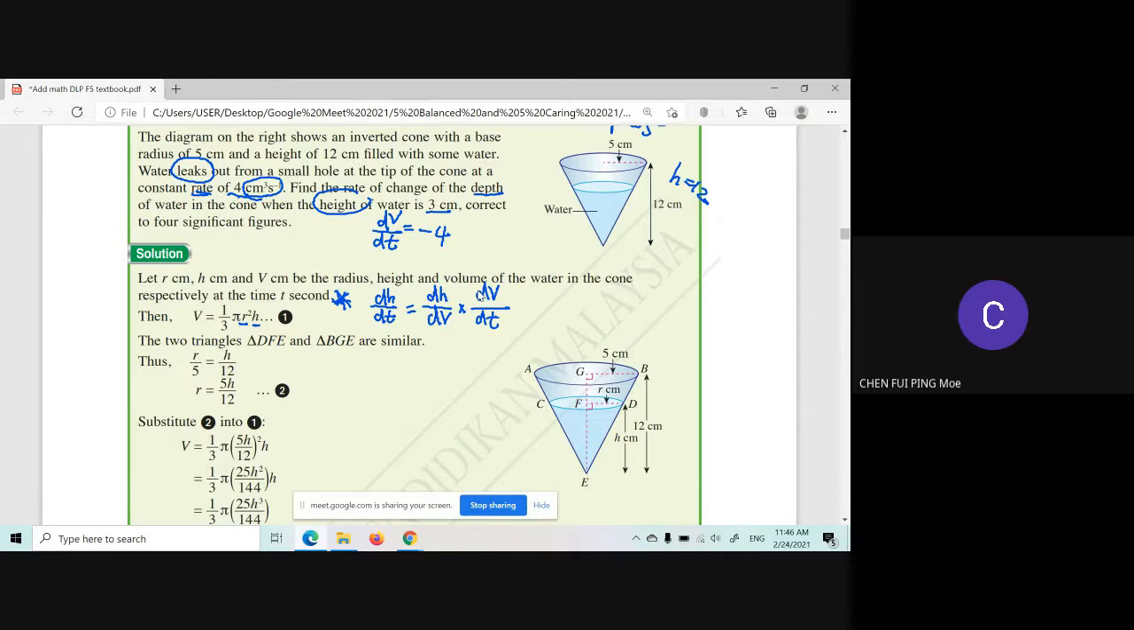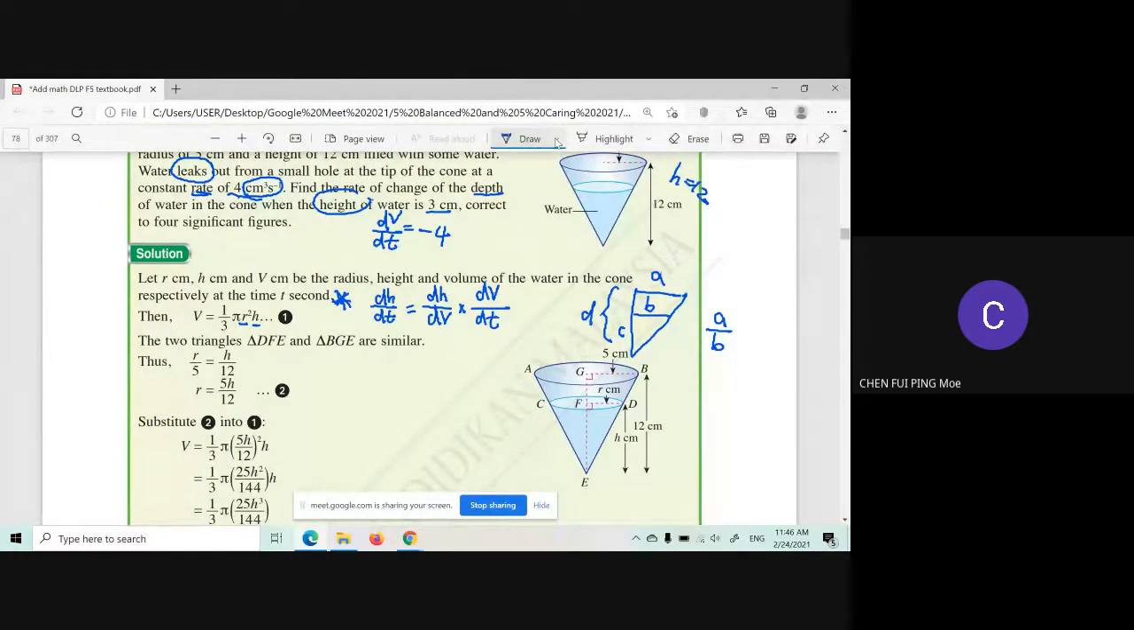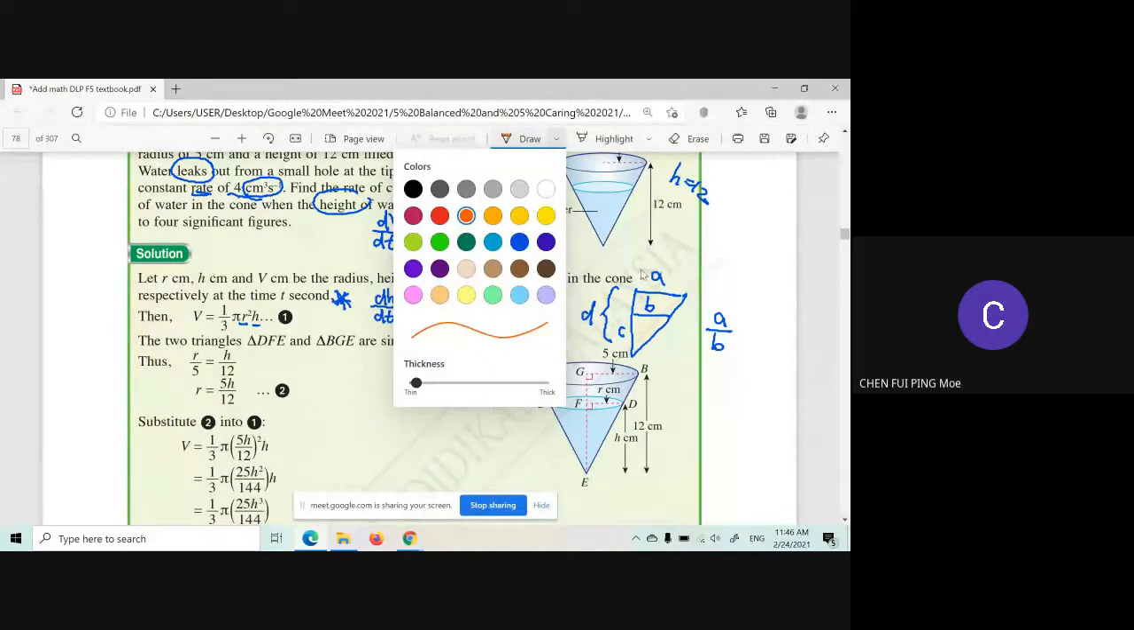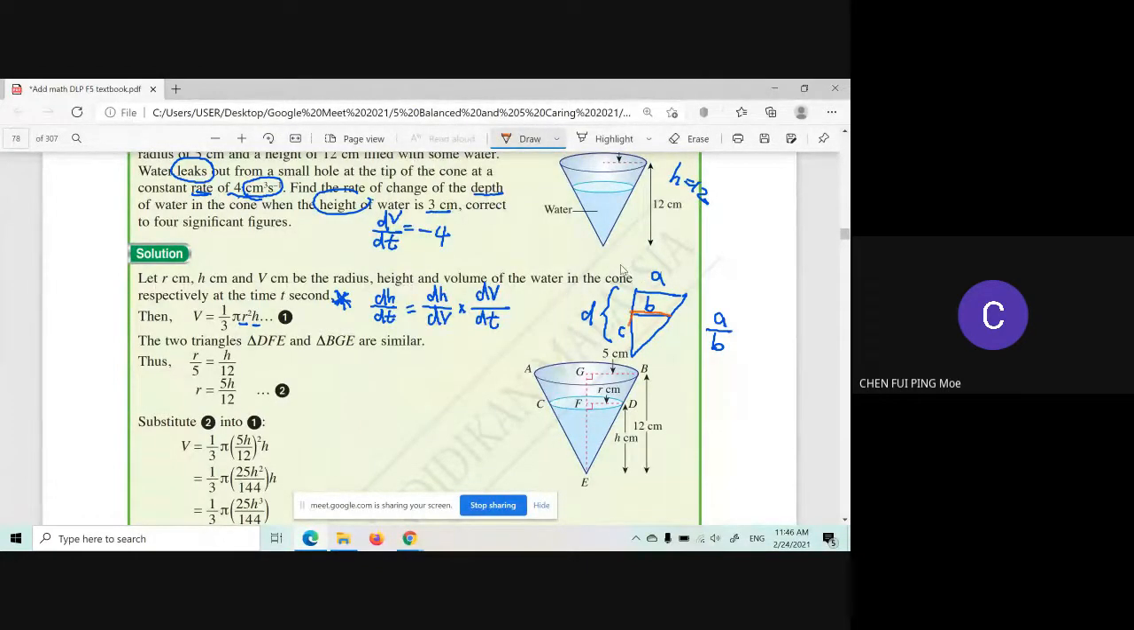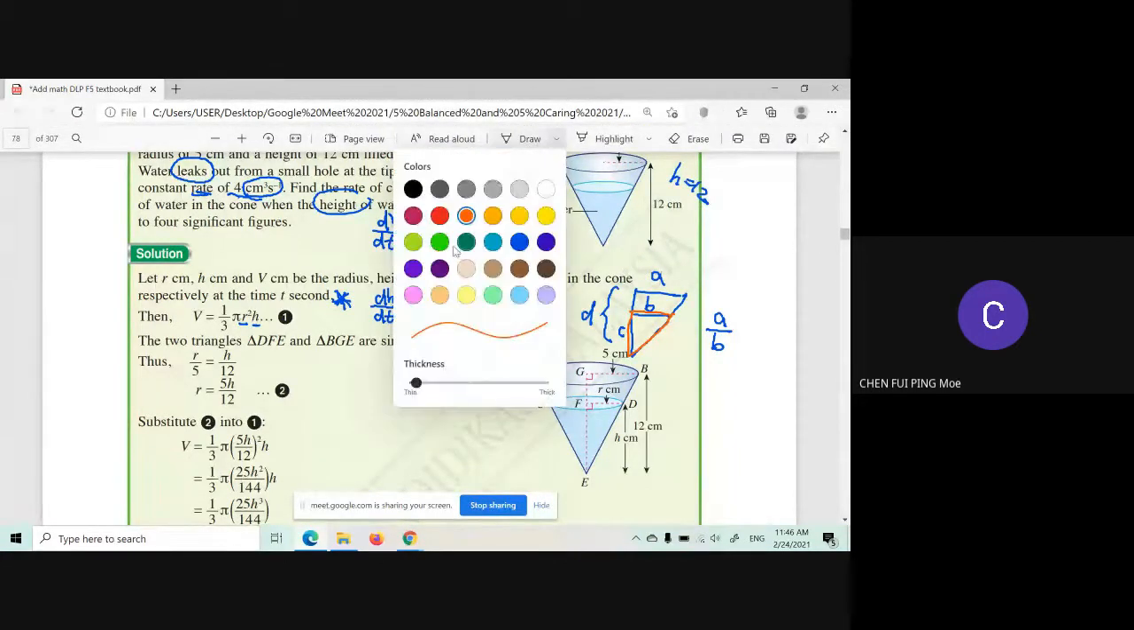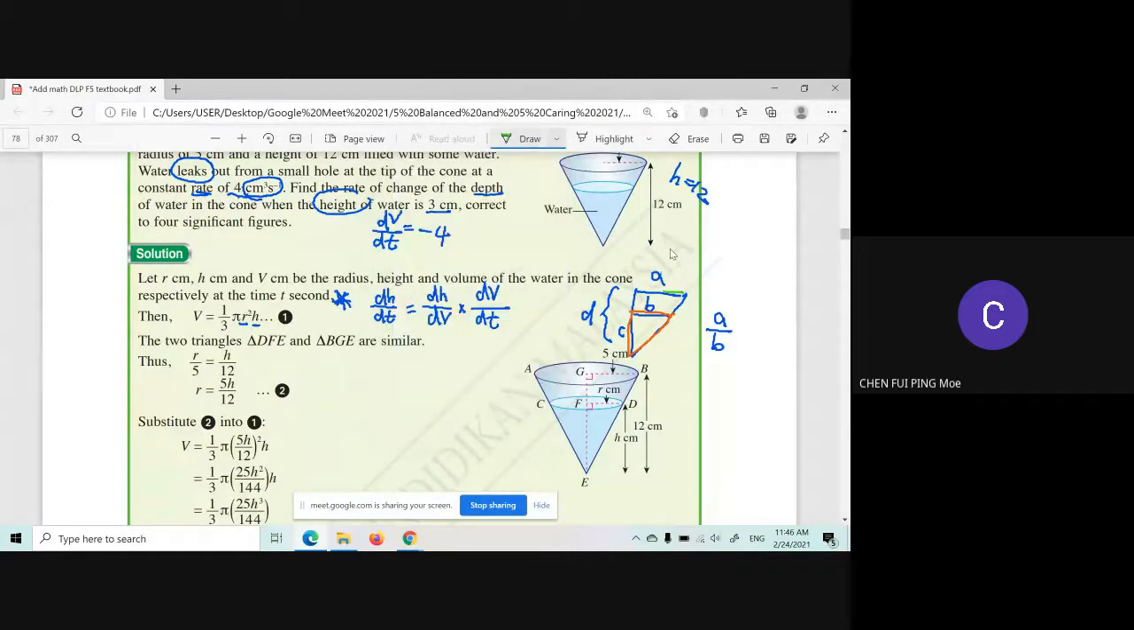So we need to find one relation to substitute the r. How to find the relation here? You can recall previously you learned about ratio. Let's say this one is A, this one is B, this length is C, and this length is D. I can have two triangles here. I use different colors so it is easier for you to see. First one is this red color. Another triangle is this green color.